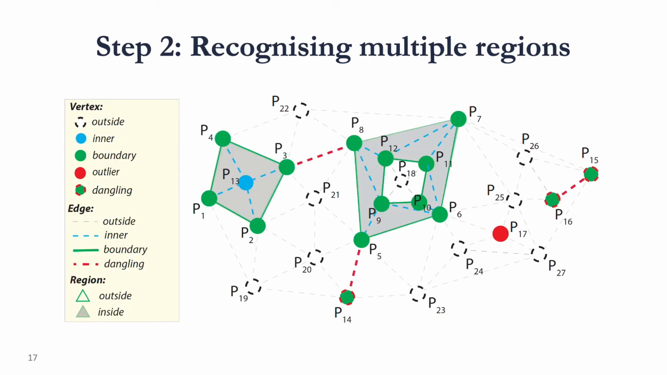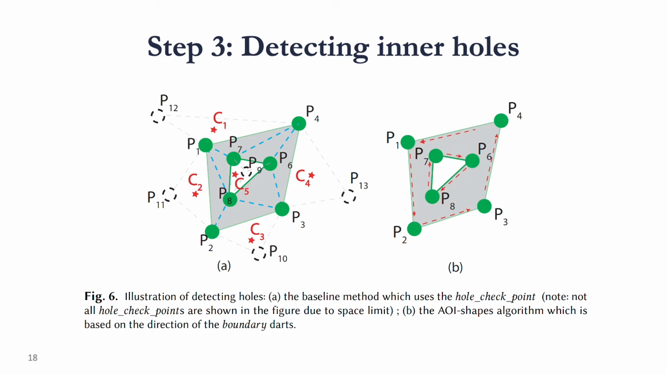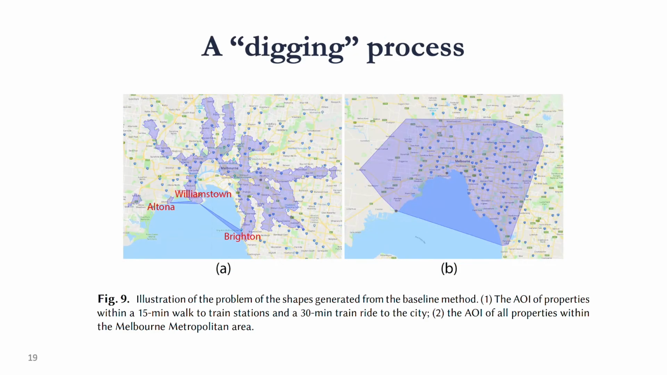Also, in the baseline method, after defining the boundary edges, we start with one edge and then traverse all the edges in the boundary edge list in order to define a region. Since the DCEL links points and edges, we can now easily find the adjacent edges and recognize the region. Since the edges in the DCEL structure have direction, the process for detecting inner holes is also much more efficient in AOI-shapes. Up to now, the proposed AOI-shapes will return the same result as the baseline method.